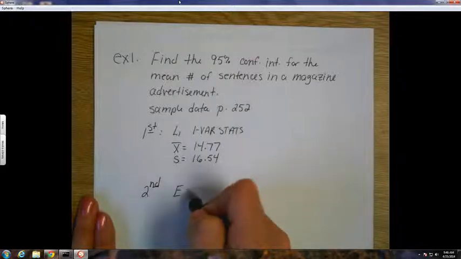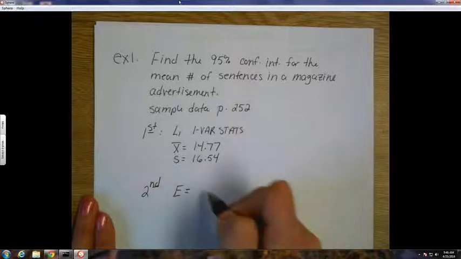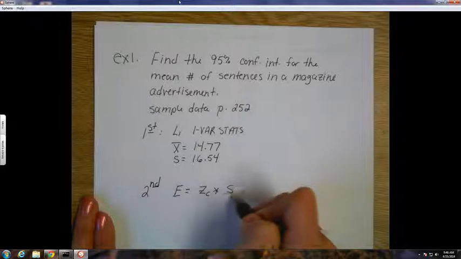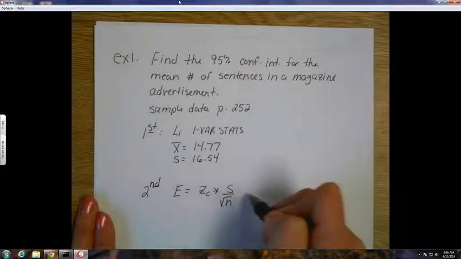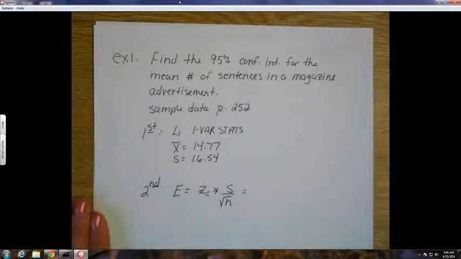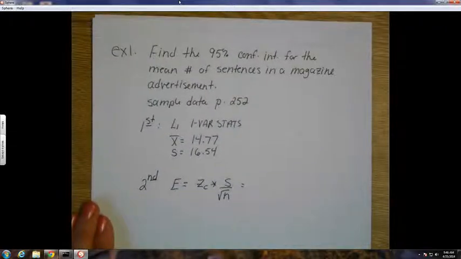I'll write the formula down. It was the z-score for our confidence level times the S divided by the square root of the sample size. Okay, what confidence level are we doing? 95. I want the z-score for that, not the actual 95. What's the z-score for 95%? 1.96.